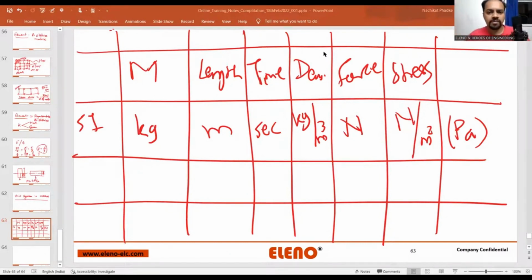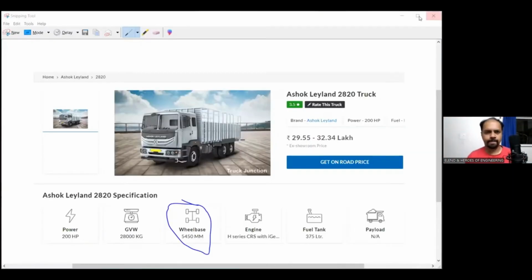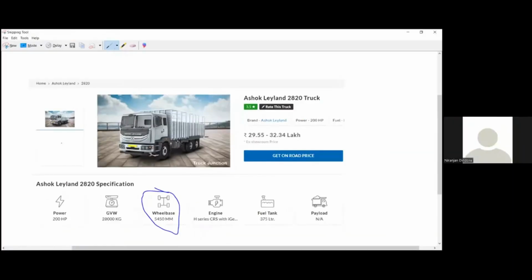What is it? It's in millimeter. Can you share your screen, Niranjan or Sandeep? Yes, sir. I have enabled screen sharing, so I'll just stop sharing 1 second. Yeah, there you go. I have shared, sir. Okay, so wheelbase is in millimeter, right? Yes, sir. Sandeep says it is also in millimeter.